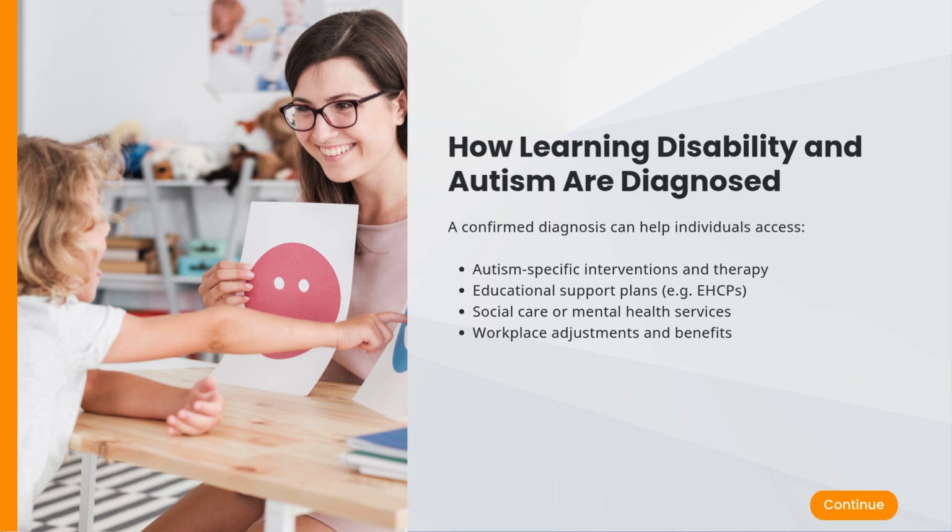A confirmed diagnosis can help individuals access autism-specific interventions and therapy, educational support plans, for example, EHCPs, social care or mental health services, and workplace adjustments and benefits.